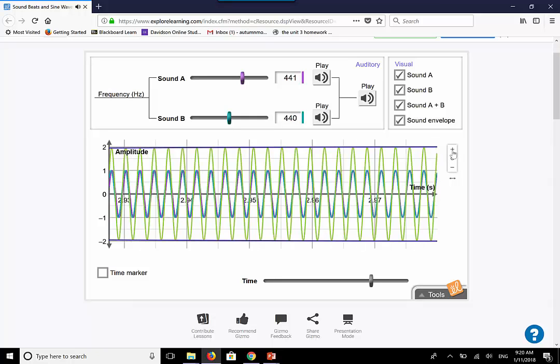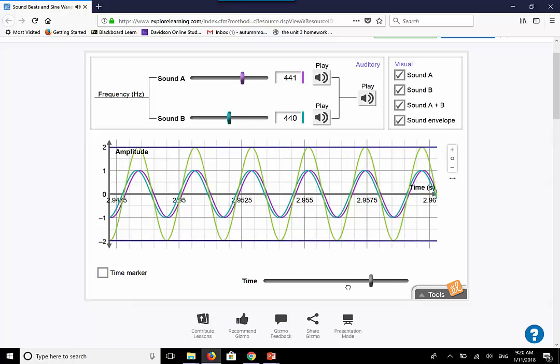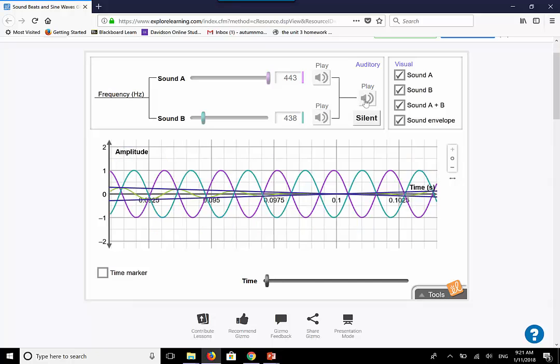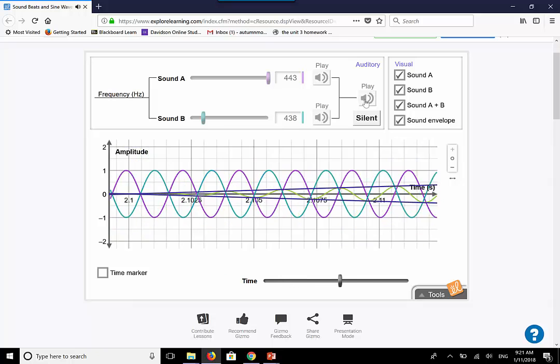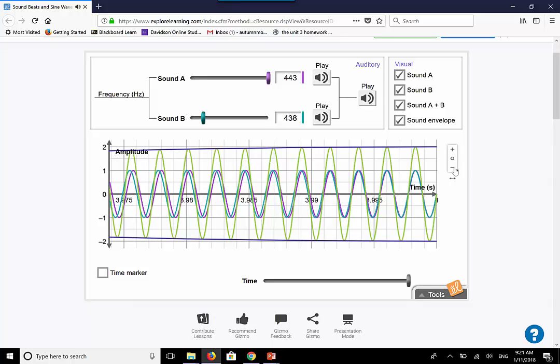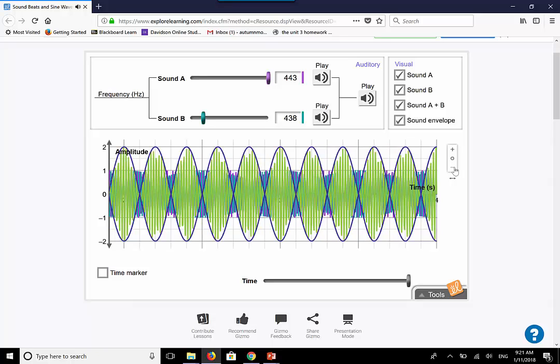Let's zoom back in a little bit. And let's take a look at what happens if we change the frequency beats again. Let's make it out to 5. And we'll play them again, and we can see how this looks and sounds differently. So you can see here that the beats were much closer together. The frequency of the beats were considerably smaller than before.